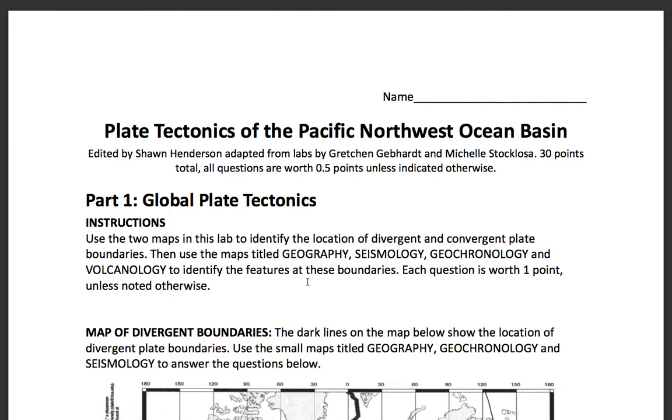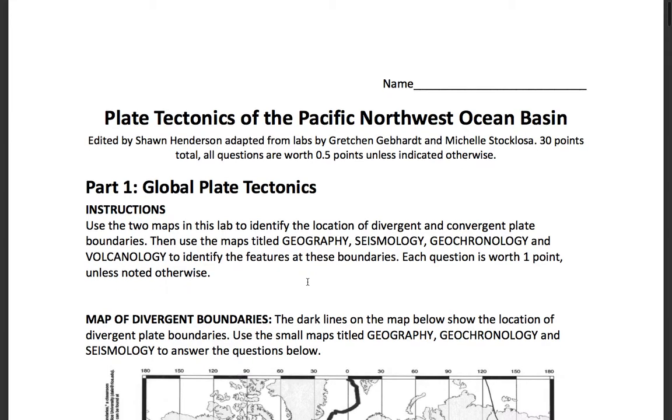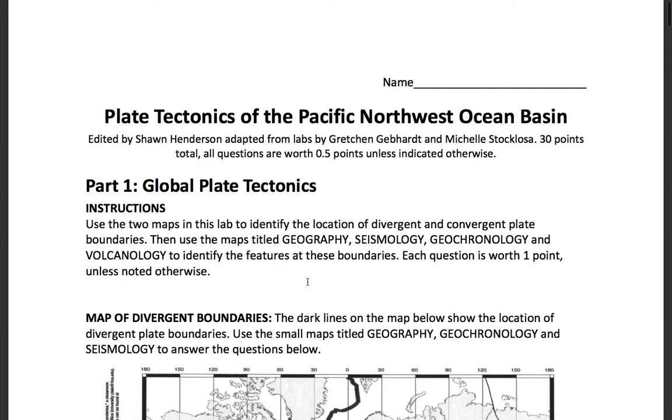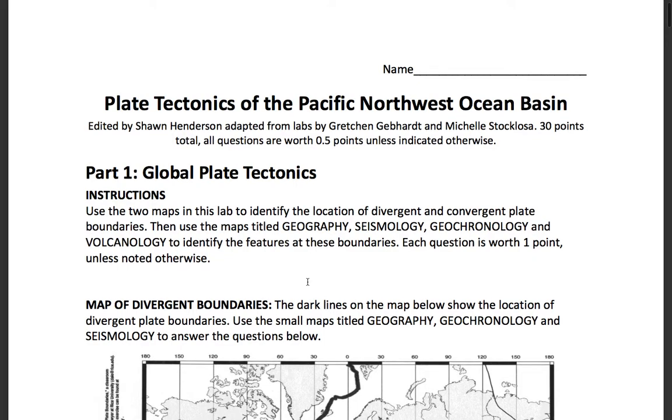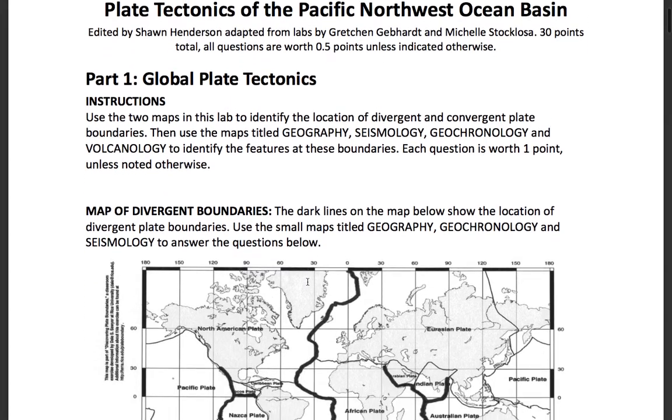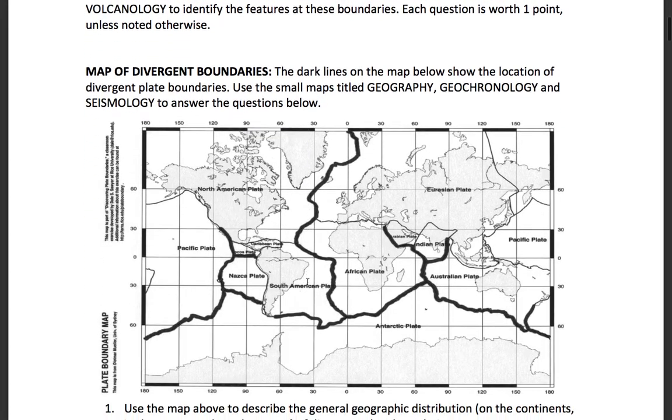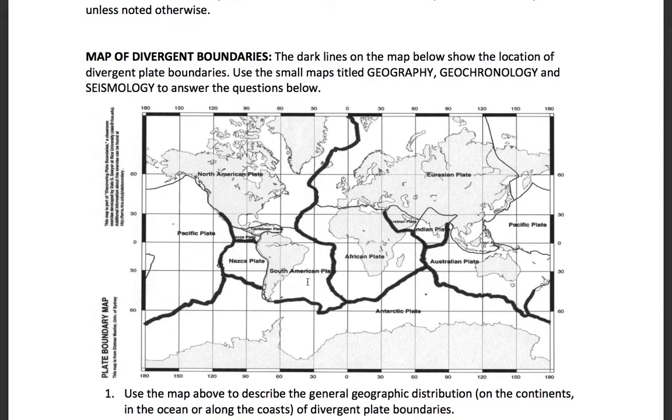Okay, so let's look at the lab itself. So we're going to be looking at plate tectonics. We're going to start by looking at a global view of plate tectonics, and then we're going to zoom in a little more closely to the Pacific Northwest. So we're going to start by looking at this map, and this is a map of the divergent plate boundaries. And now this is all going to be a lot easier if you have completed the reading, the lectures, and the homework before diving into this lab.